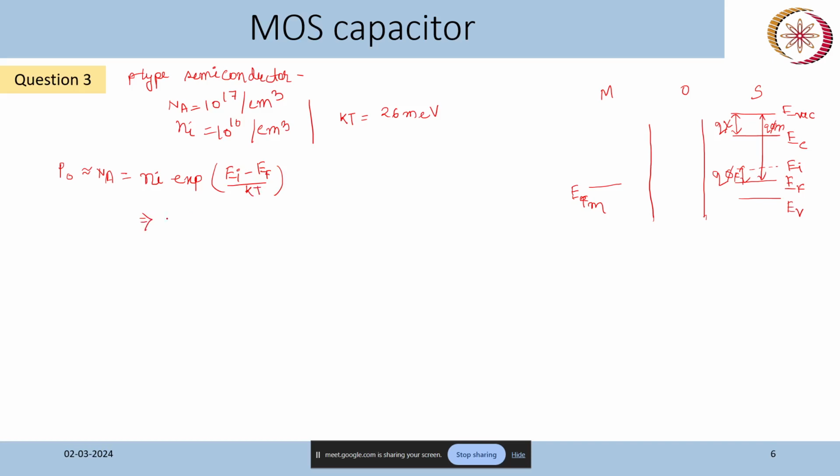So from this expression, Ei minus Ef is kT ln of Na by ni, which will be 0.026 ln 10 to the power 7. I'm directly writing, and the unit will be the unit of kT, which is electron volt. This is actually q phi f.